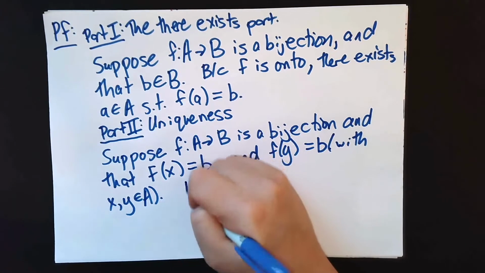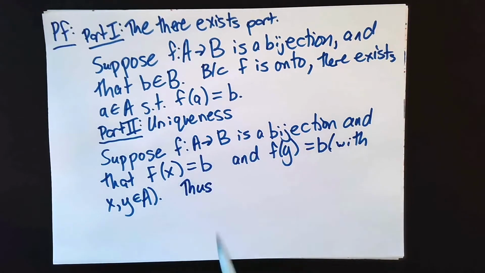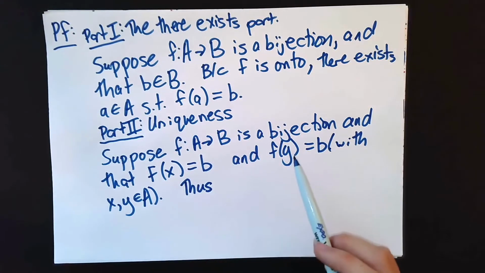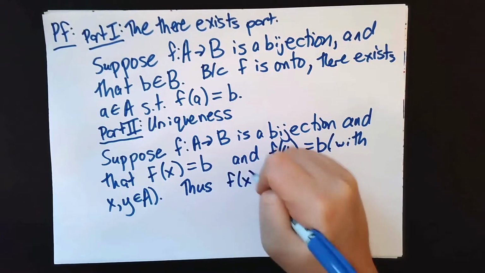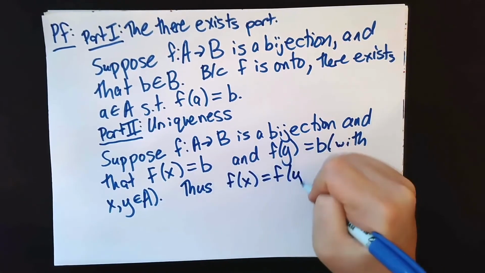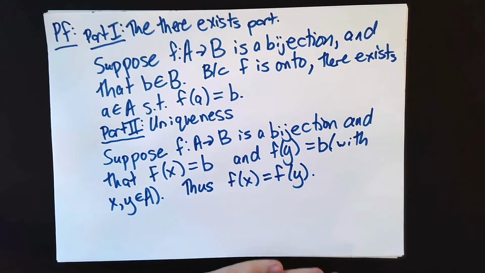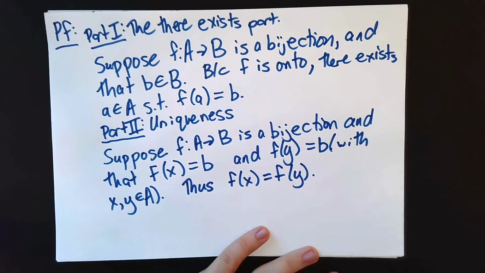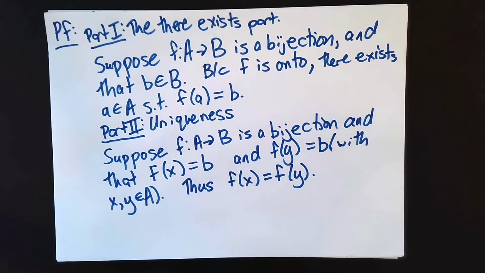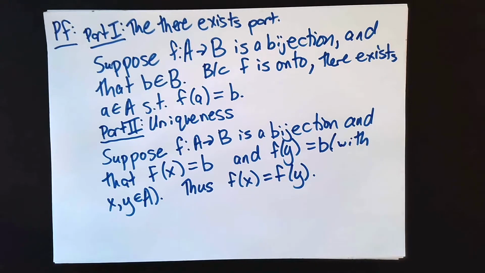So I've supposed that f of x is b and f of y is b, and I've noted for you that x and y both have to be an a for this to even make sense. And so, thus, what does that tell me? Well, that tells me that f of x equals f of y. Now, this should raise some alerts in your mind. Where have I seen that before? And the place you've seen this before is in the definition of one-to-one. Namely, what does it mean for a function to be one-to-one? It means that if two inputs map to the same output, the two inputs were actually the same.